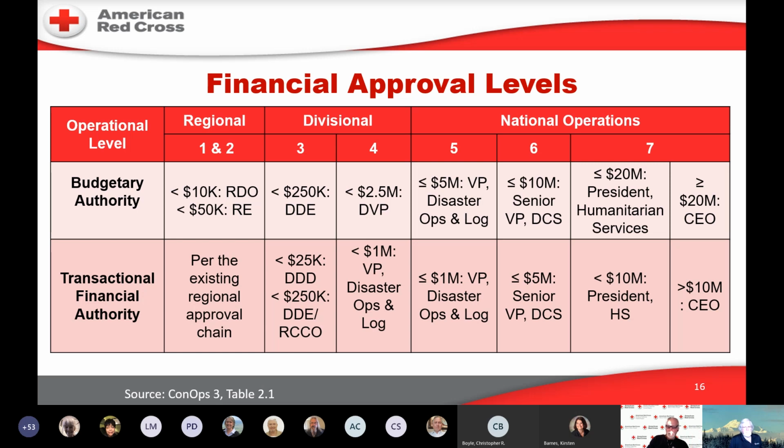Is limited to less than 25,000. So the per transaction charge is often far less than the budget. In this case, you can see it's 10% for that level 3 operation for the DDD. If it's the division disaster executive, in our case, Denise, she could certainly approve a purchase up to the full budget of the operation. But it's important to think about which level of transaction approval versus total budget of the operation.